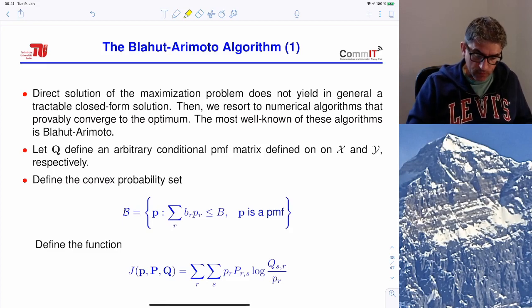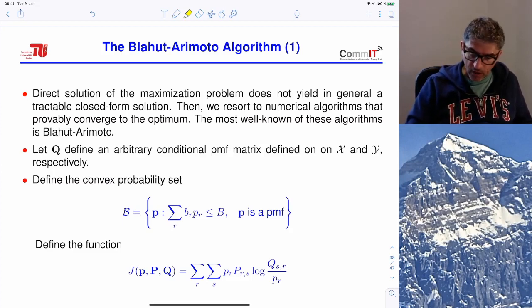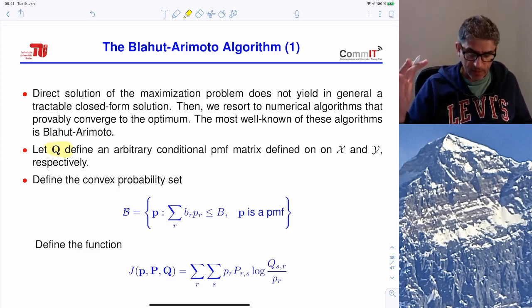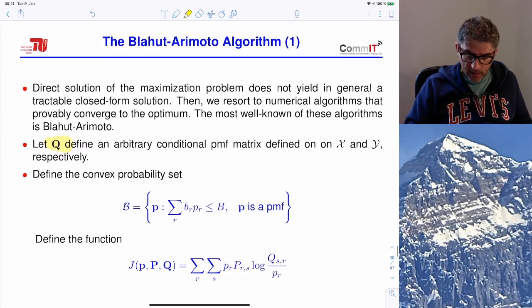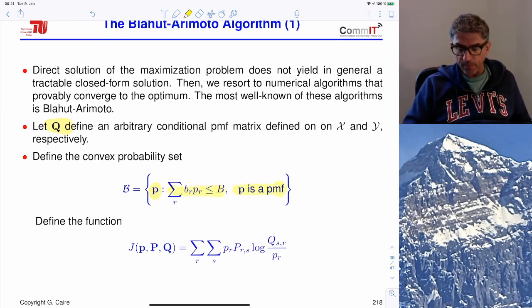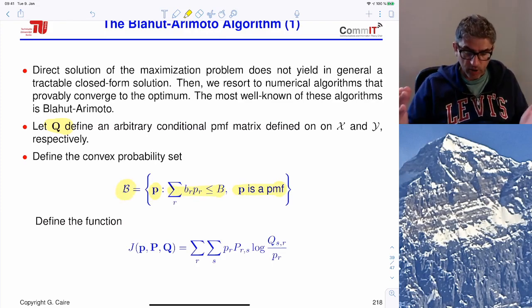So in order to do this, we consider the following. First of all, we consider an auxiliary conditional probability matrix defined again on the alphabets X and Y. Let's call it Q, which generally is different from P. Okay, and then let's take the constraint set of all probability vectors P satisfying the cost and being probability vectors. We call it calligraphic P. So this is the constraint set, and we know that this is a convex set.